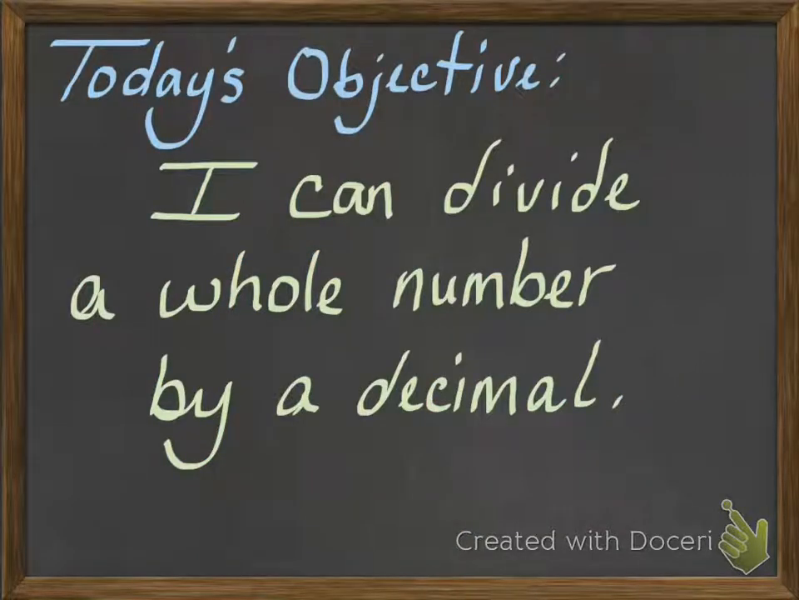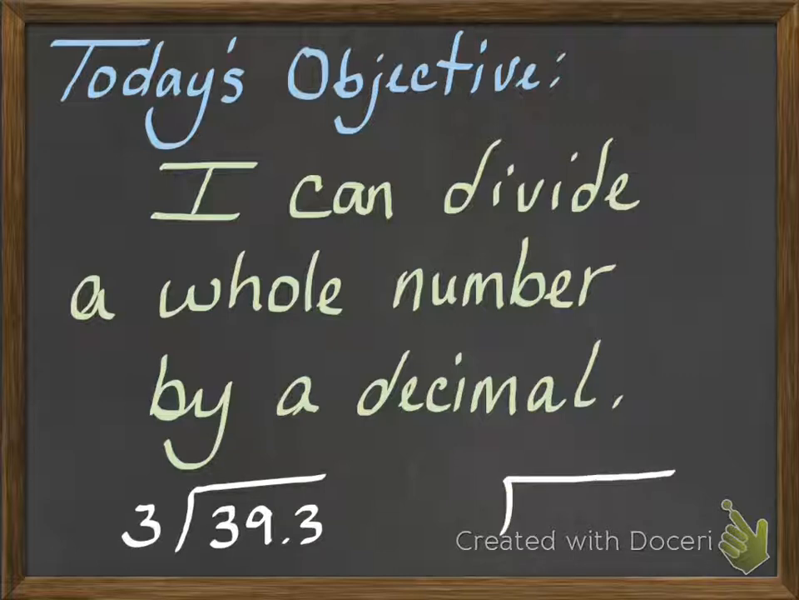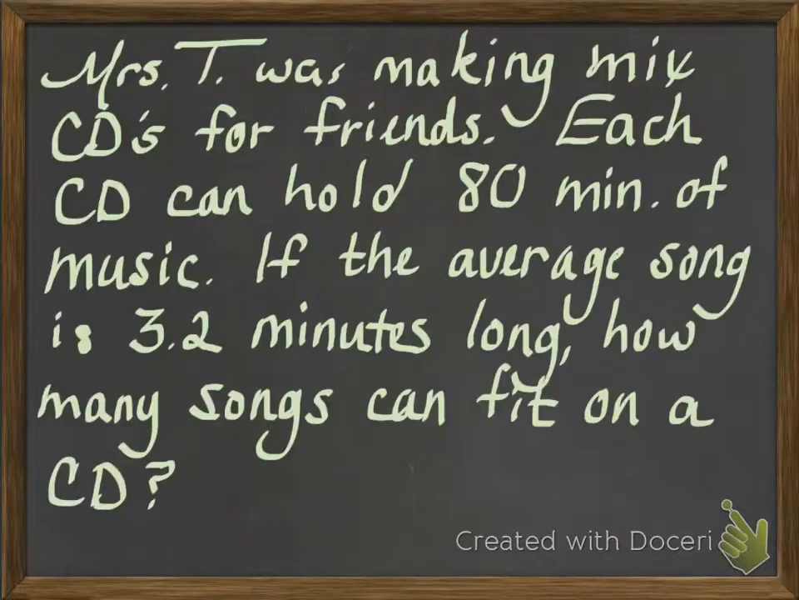So for today's objective, I can divide a whole number by a decimal. Last time we divided a decimal by a whole number, like 39.3 divided by 3. Today, our problems are going to be whole numbers like 393 divided by a decimal, like 0.3. So our decimal is going to be here in the divisor today.